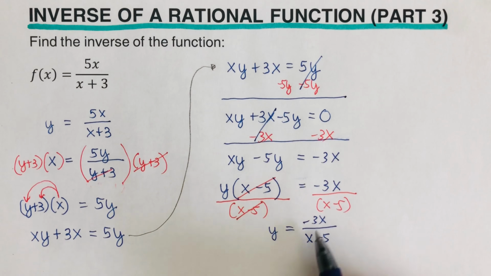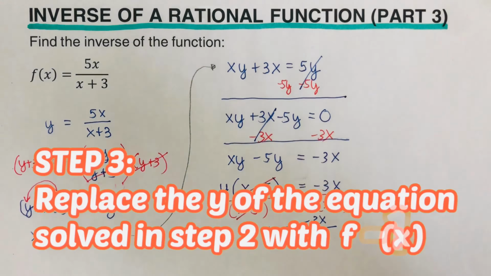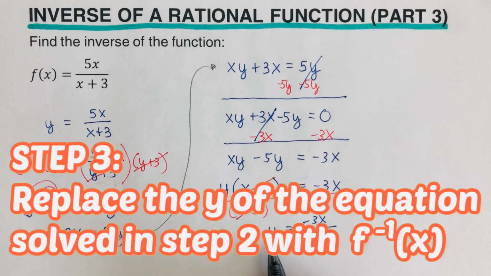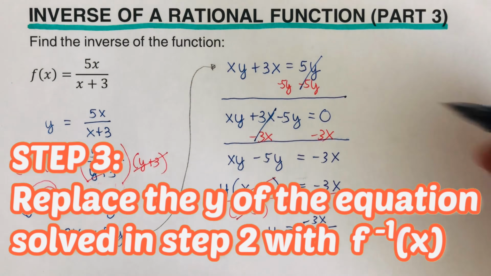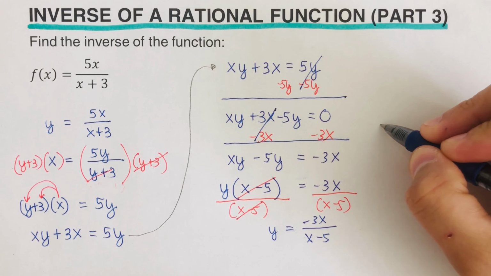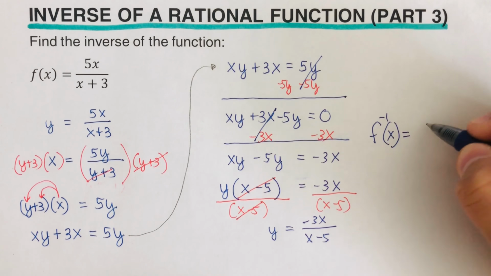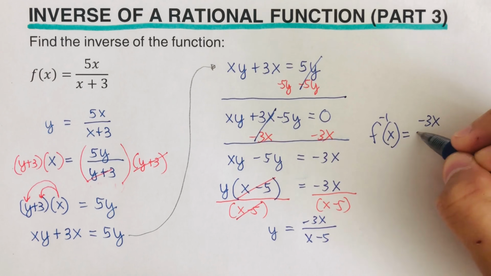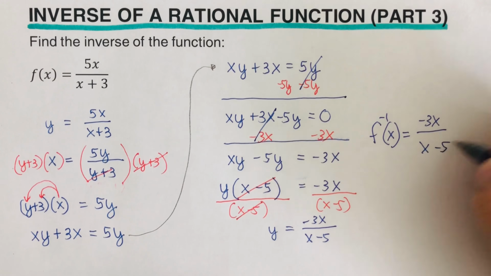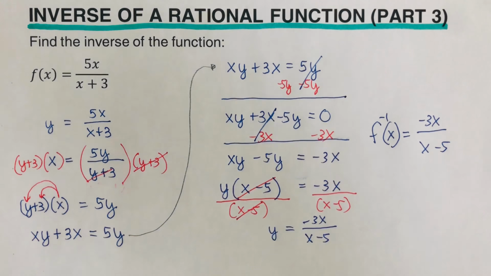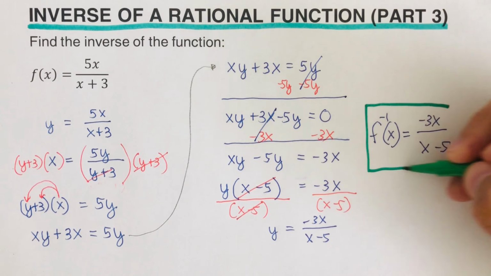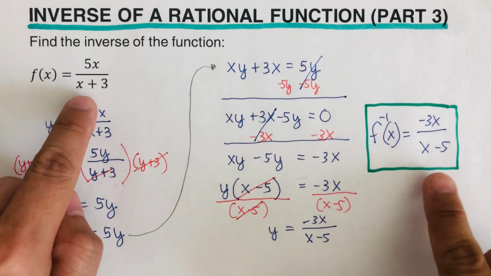So pretty much we already have isolated y by itself. Now, the next step that we are going to do is to replace y of the equation solved in step 2 with f negative 1 of x. And that would be the notation for the inverse. So then we can go ahead and write f of negative 1 of x is equal to negative 3x over x minus 5. And this is the inverse of this function right here.